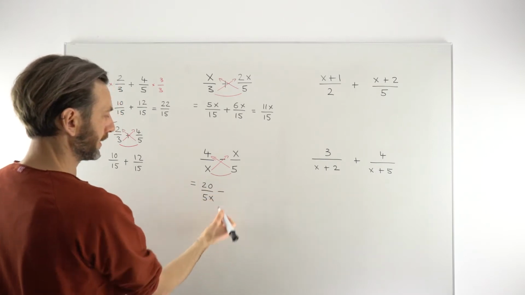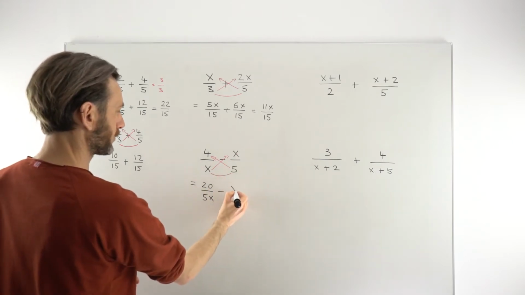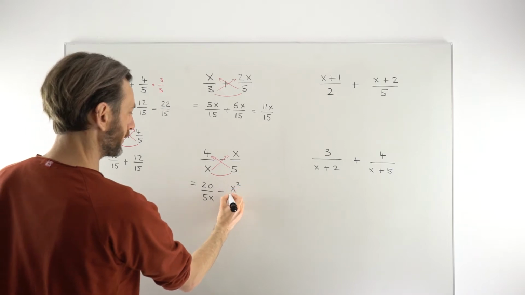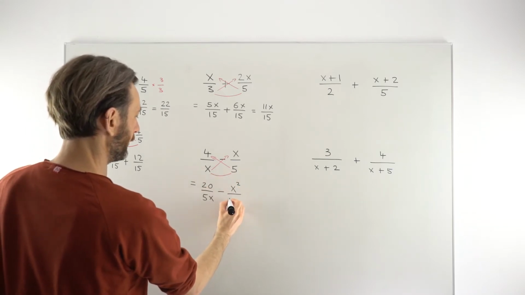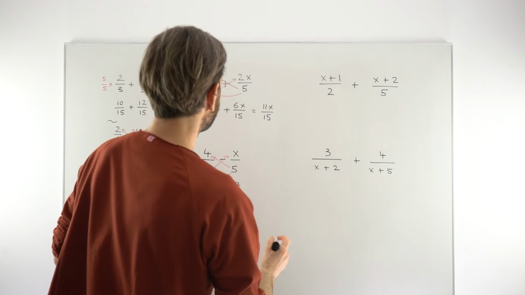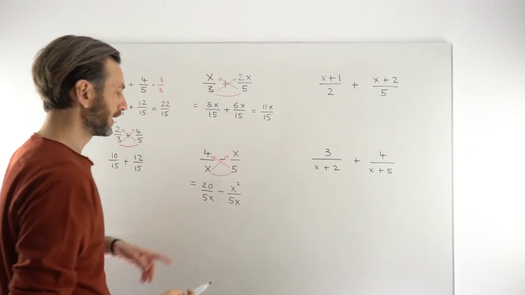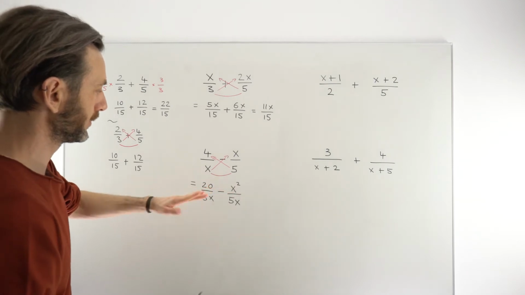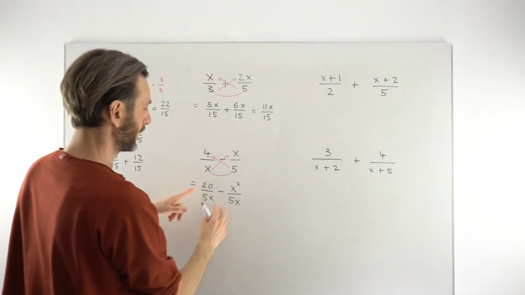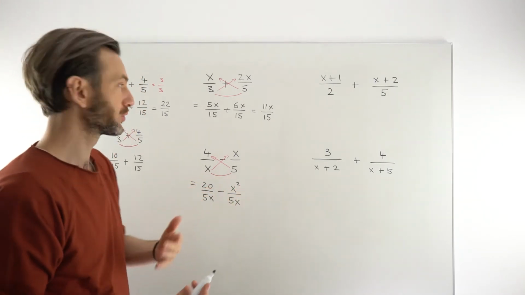Keep the sign the same. X times x gives you x squared. So slightly different format this time. 5 times x gives you 5x again. So unlike this one where we had an x term and an x term and we could merge them, this time we don't have two like terms. We've got a 20 and an x squared.